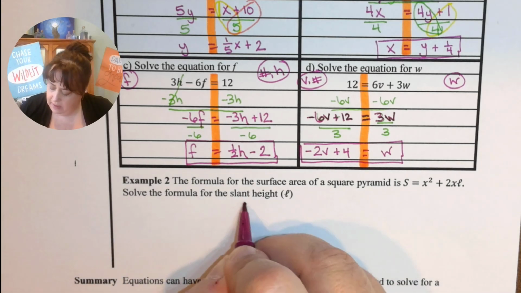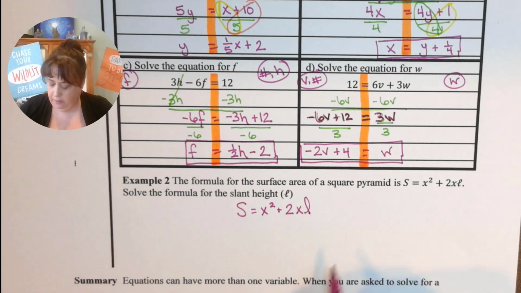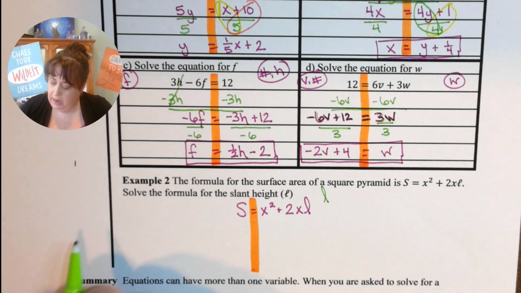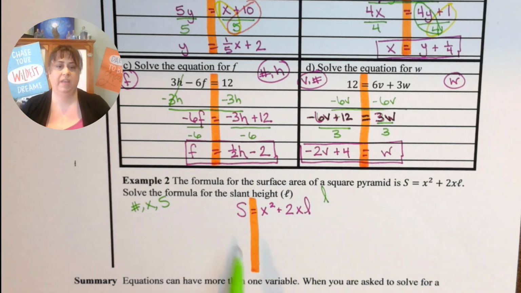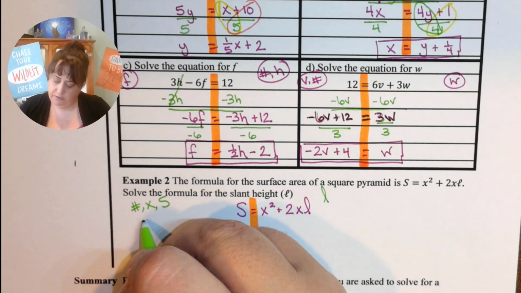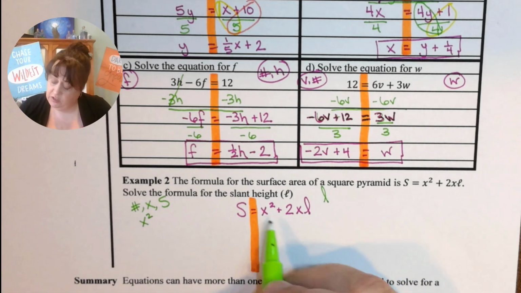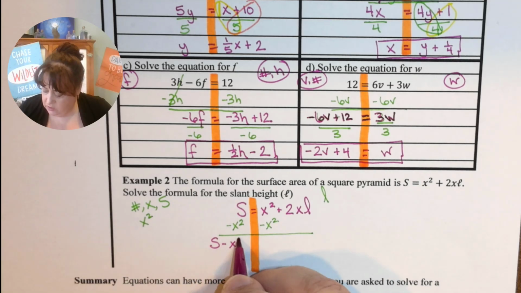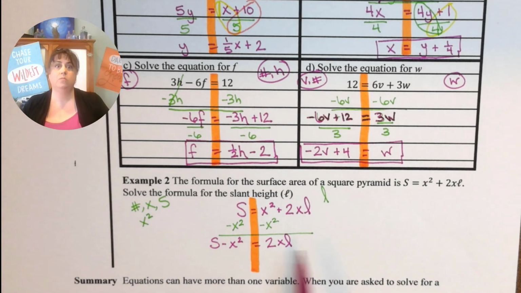So if we have s equals x squared plus 2xl, that means that I'm going to keep my l's over here, and what belongs over here would be numbers, x's, and s's. Well, the s is already there. Oh, and an x squared too. So I can't mess with this term until this x squared is gone. So I'm going to subtract x squared from both sides. So now I have s minus x squared is equal to 2xl.